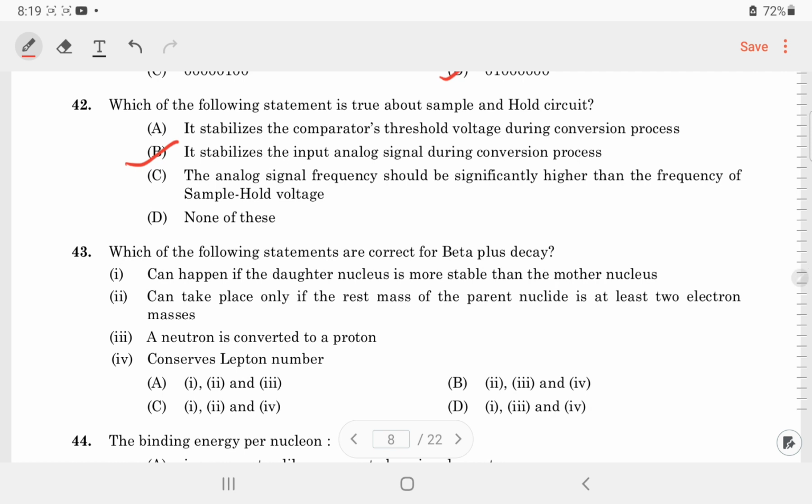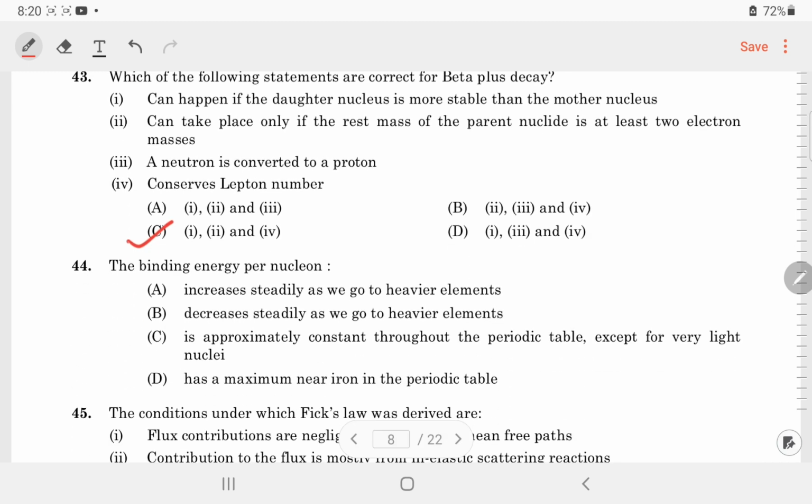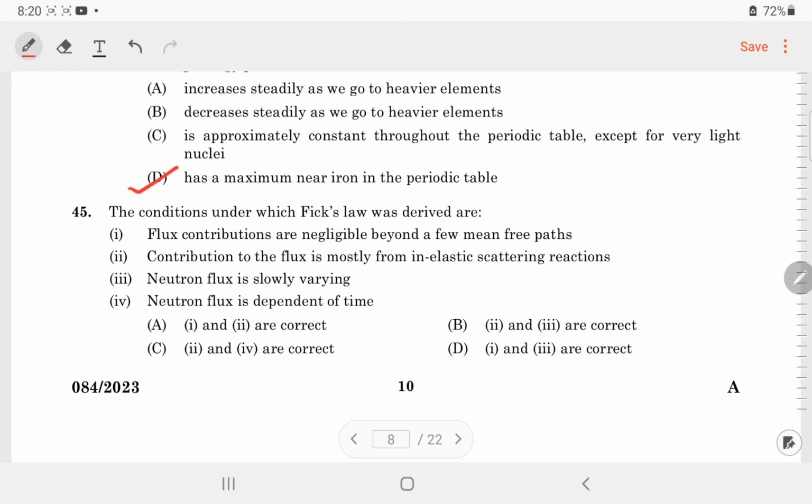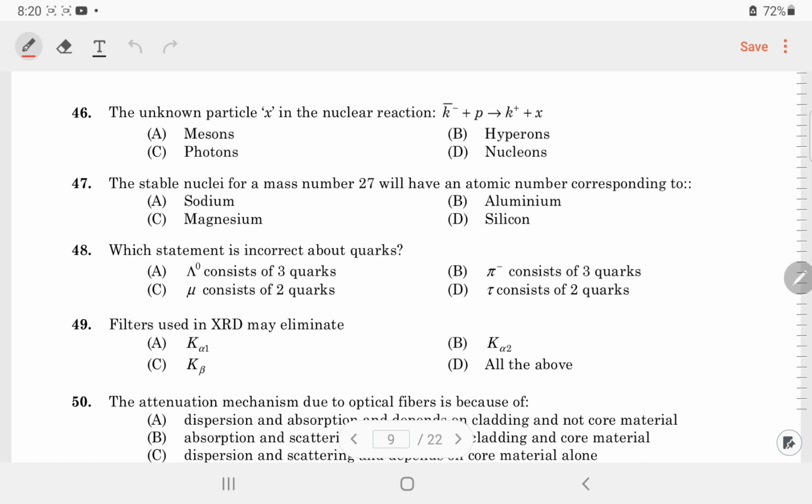Next question. Question number 43. The answer is option C. Question number 44. The answer is option D. That is the binding energy per nucleon has a maximum near iron in the periodic table. Question number 45. The answer is option D. Question number 46. The answer is option B. Question number 47. The answer is option B. That is the stable nuclei for a mass number 27 will have an atomic number corresponding to aluminium.